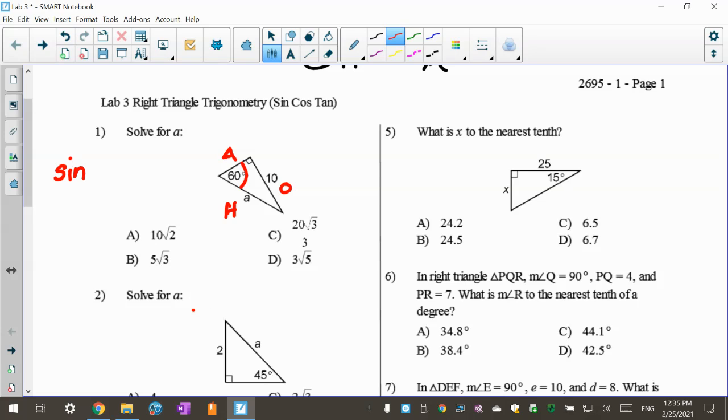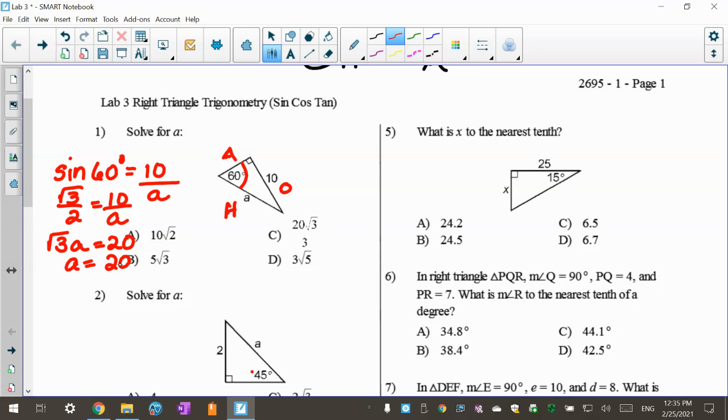So I'm going to do the sine of 60 degrees equals the opposite, which is 10, over H, which is A. Now, if it's one of the angles, the exact values that we had in our table, I want you to actually use your table to come up with that. So I looked at my table. I saw the sine of 60 degrees was radical 3 over 2 equals 10 over A. And then I'm going to cross multiply. Radical 3 A equals 20. A equals 20 divided by radical 3. And then I have to rationalize that, radical 3 over radical 3. So it's 20 radical 3 all over 3. So that's choice C. That's how I want you to do that.